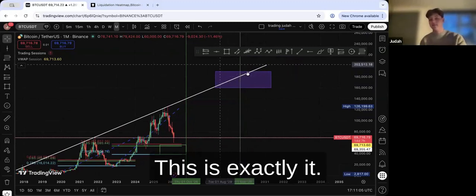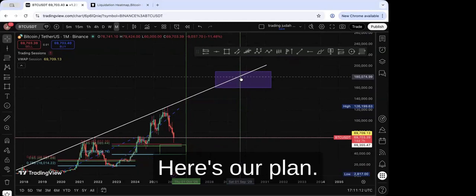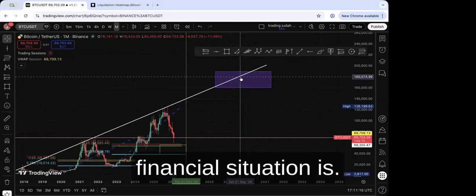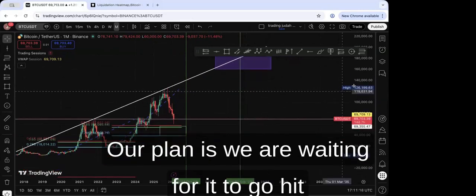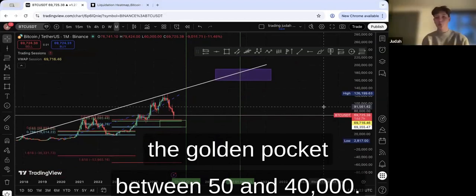This is exactly it. 182. 180. So 180, guys. Here's the plan. Here's our plan, not your plan. I don't know what your financial situation is, and we're not giving you advice. Our plan is we are waiting for it to hit the golden pocket between 50 and 40,000.